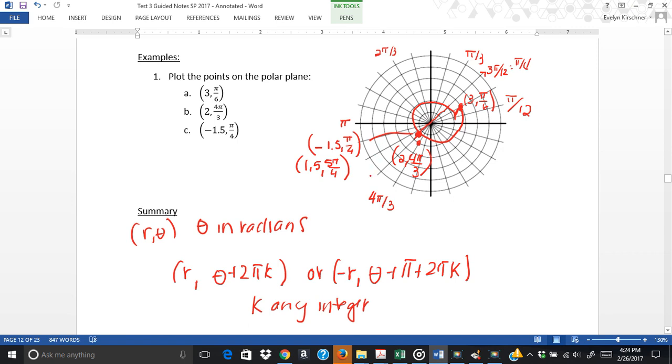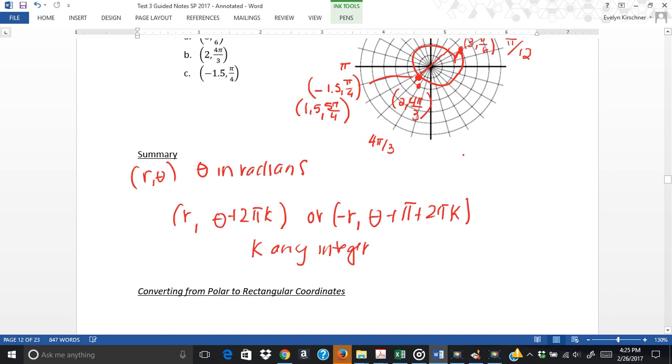And just so we know, if we have a radius of 0, it works for any angle, because when the radius is 0, you're just going to be at the pole.